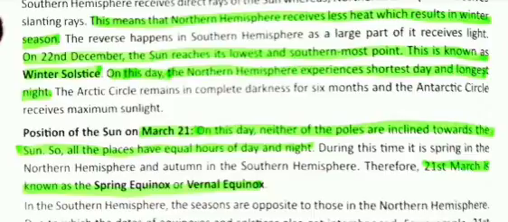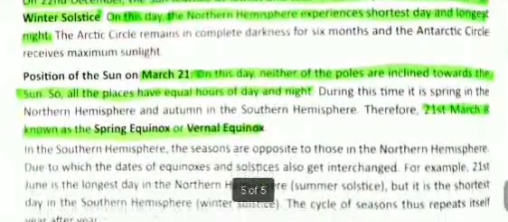Once again, I'll repeat this. On 22nd December, the sun reaches its lowest and southernmost point. This is known as winter solstice. On this day, the northern hemisphere experiences shortest day and longest night. Always remember this point, children, that on 22nd December, it is the shortest day and the longest night. The Arctic Circle remains in complete darkness for 6 months and the Antarctic Circle receives maximum sunlight.